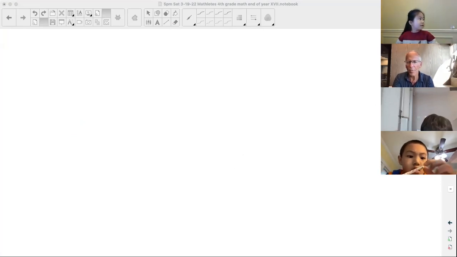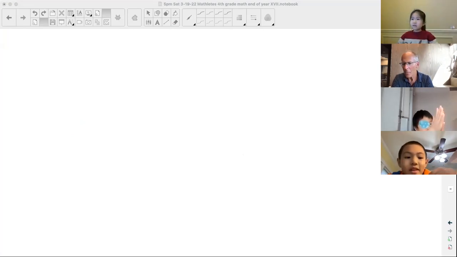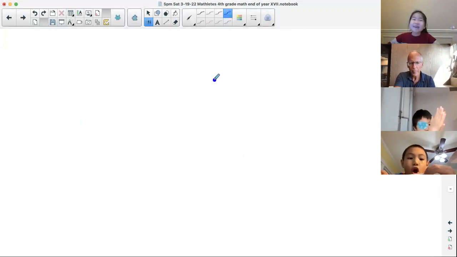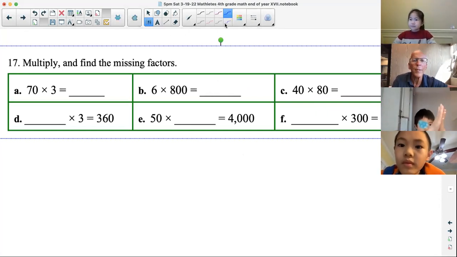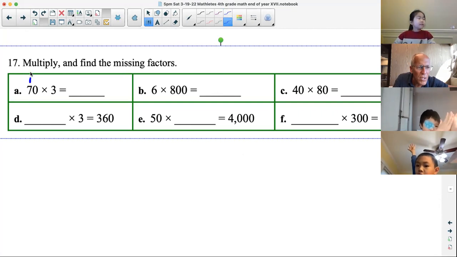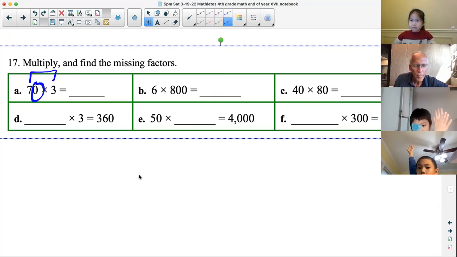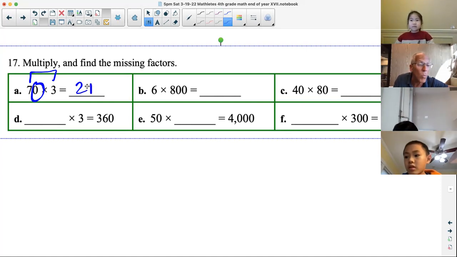Okay, we're gonna start with multiplication now. Yay. Who can do 70 times 3? And all you have to do is 7 times 3 and tack on a 0. Who knows 7 times 3? Go on 3. 1, 2, 3, go. 210. 7 times 3 is 21. Tack on a 0.